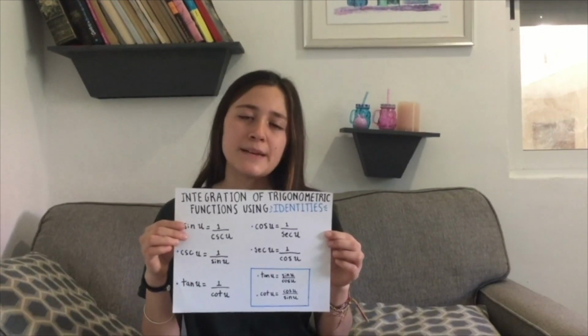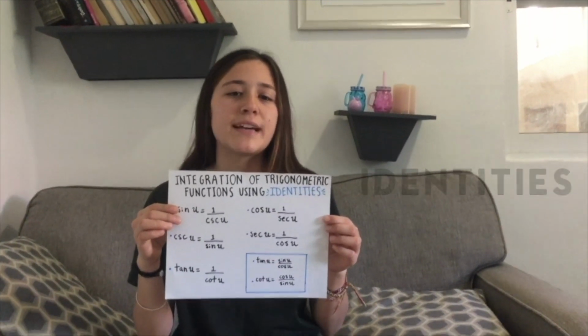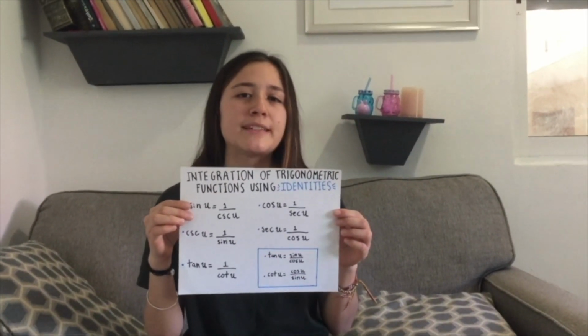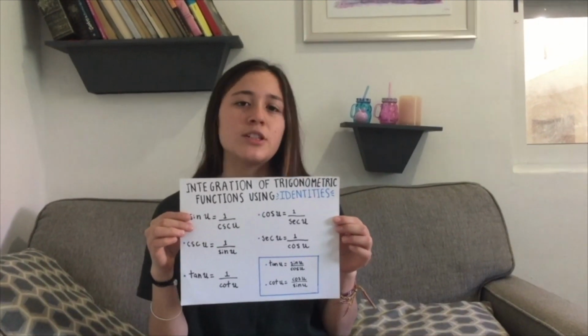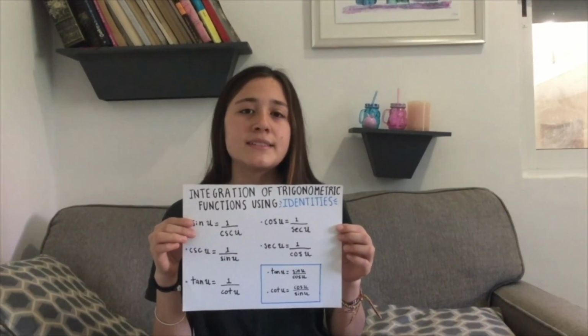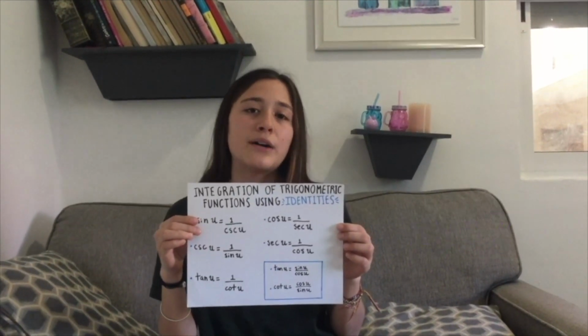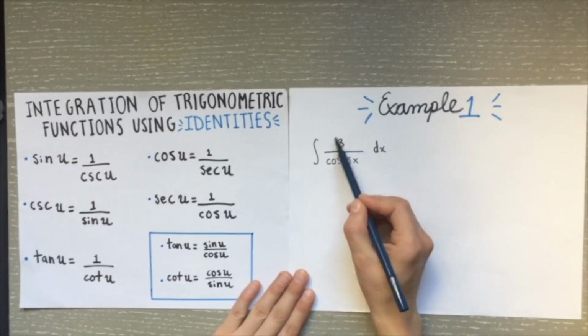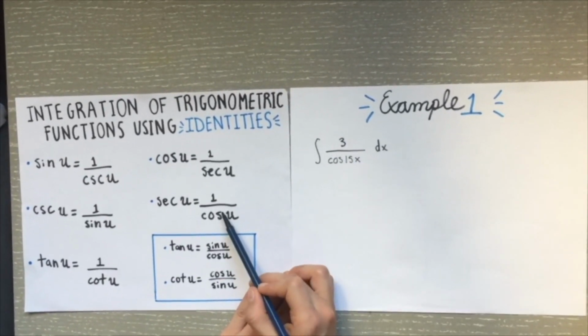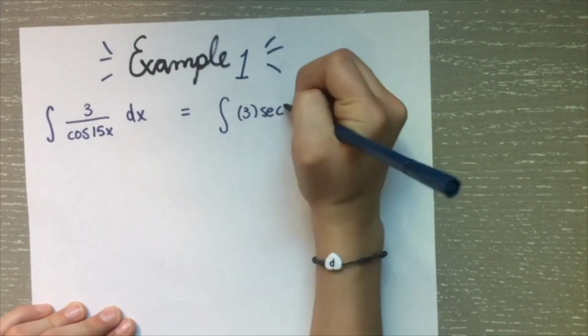In order to solve certain types of integrals, it is necessary to use identities, which will allow us to express a trigonometric function as a combination of sines and cosines. They consist in simplifying an unfamiliar trigonometric function into something we already know how to integrate. In this example, a constant divided by cosine is directly related with the function of secant. We rewrite it using secant and keeping the 3.